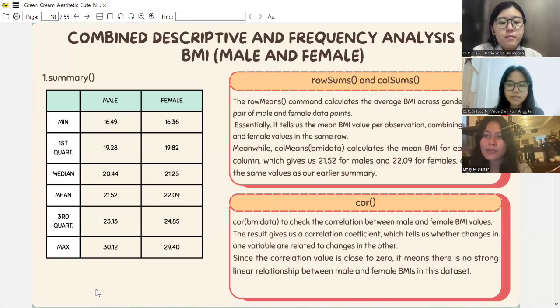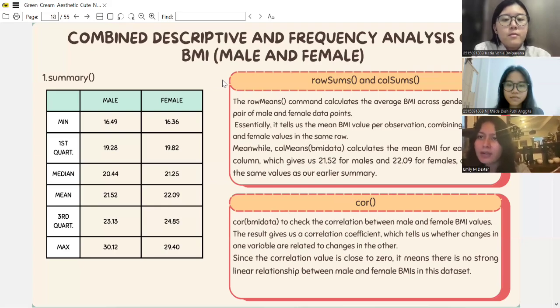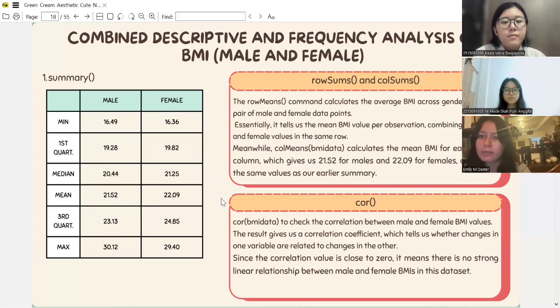Next, moving into row means and col means. The rowMeans command calculates the average BMI across genders for each pair of male and female data points. Essentially, it tells us the mean BMI value per observation, combining both male and female values in the same row. Meanwhile, the colMeans command calculates the mean BMI for each gender column, which gives us 21.52 for males and 22.09 for females, confirming the same values as our earlier summary.